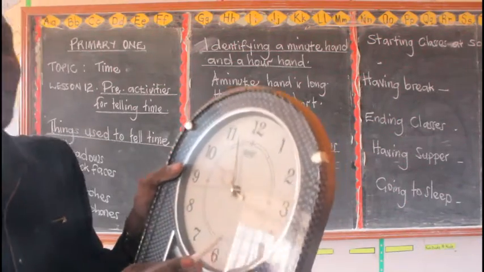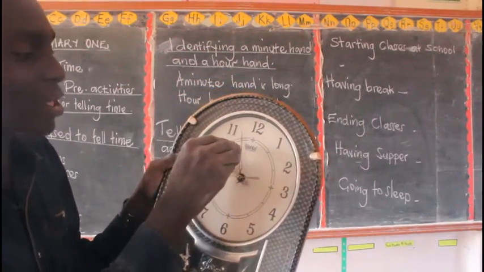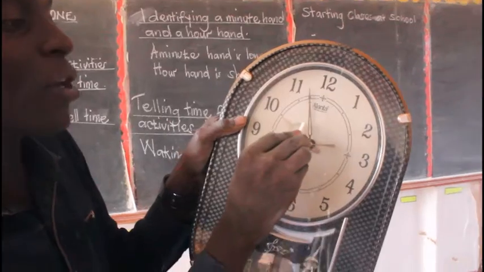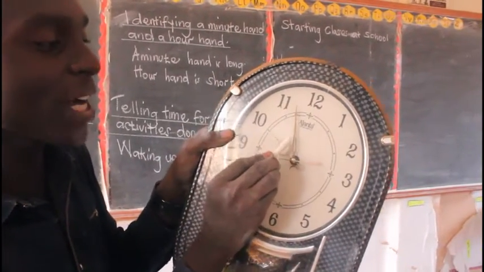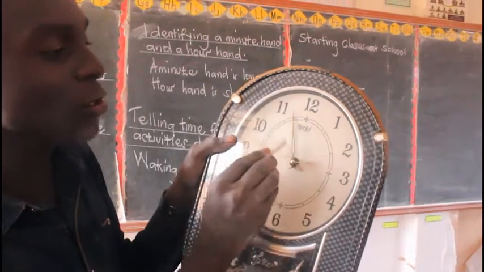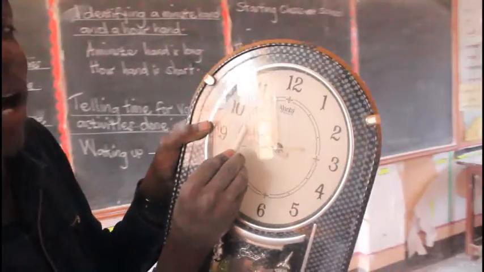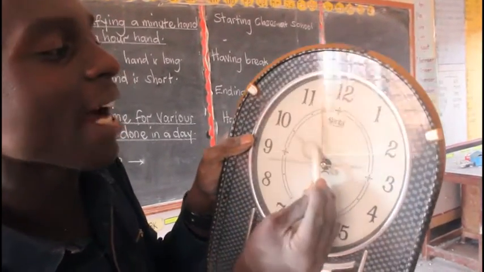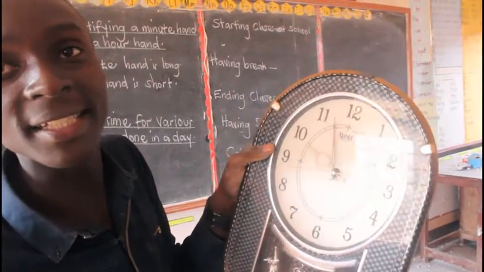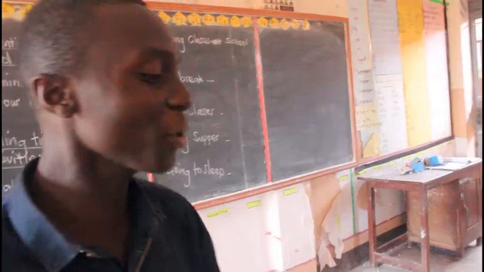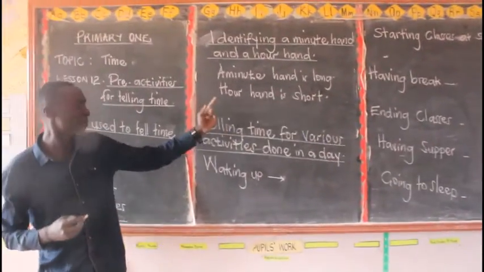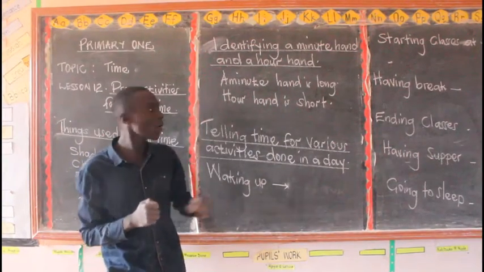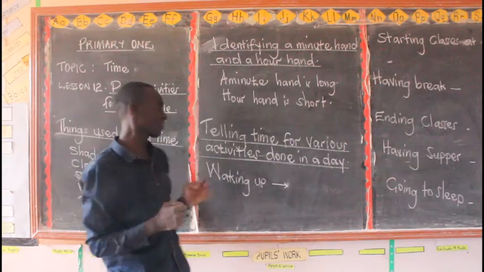Let us put our emphasis on these two hands, this one and this one. This long one is the so-called minute hand. Because it is long, it is the one used to tell minutes. And this short one is used to tell hours. So the short one is the hour hand, and this long one is the minute hand. Thank you, good children. A minute hand is long, and an hour hand is always short.